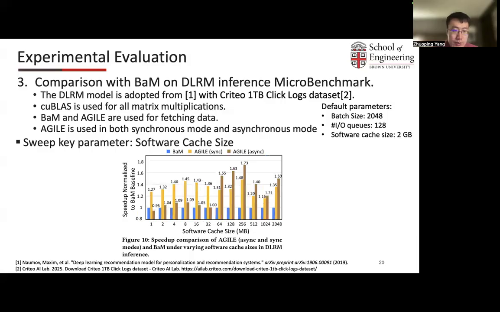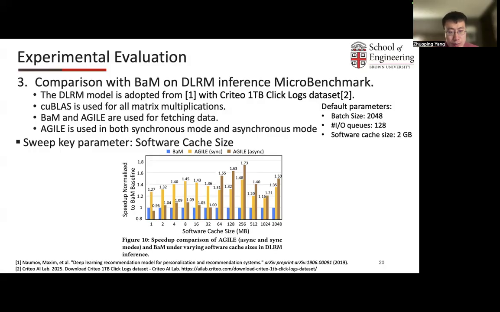We also sweep the software cache size from 1 megabyte to 2 gigabytes. And we can still see that Agile synchronous mode always outperforms BaM, which shows that Agile is very efficient even if we use Agile in synchronous mode.